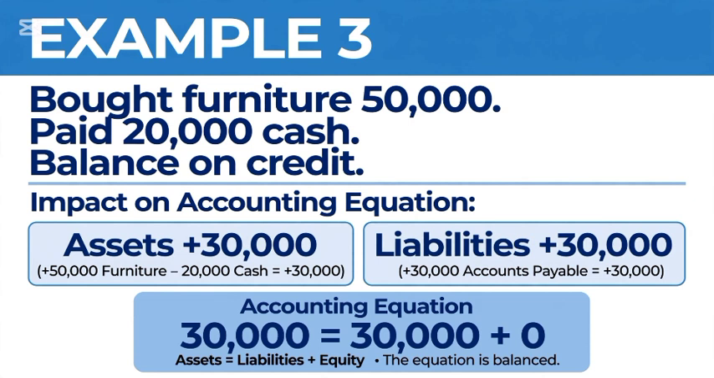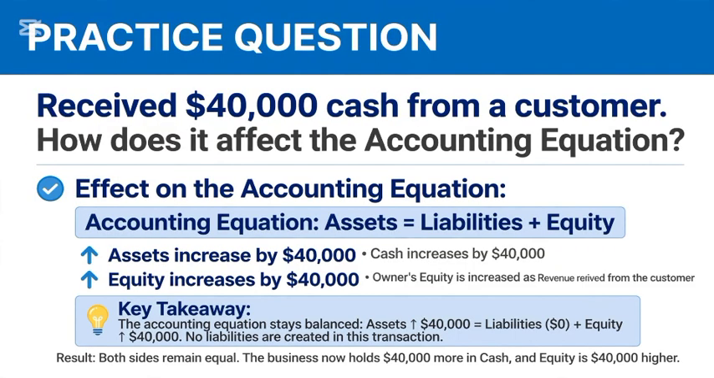Key rule: the left side must always equal the right side. Assets must equal liabilities plus equity. If your figures do not balance, you have made a mistake somewhere. This rule never changes.